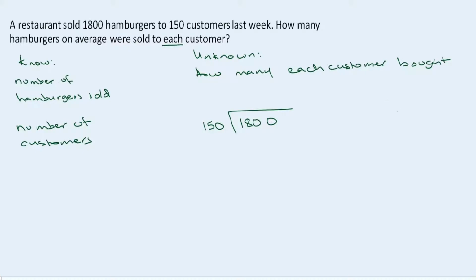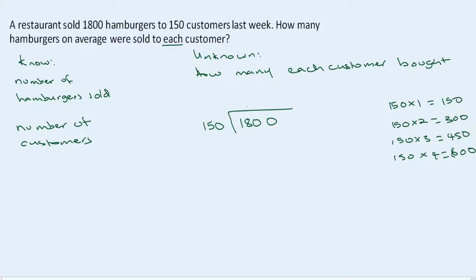So I'm going to do what I did in the previous question. 150 multiplied by 1 is 150. 150 multiplied by 2 is 300. 150 multiplied by 3 is 450. 150 multiplied by 4 is 600. Okay. So let's go ahead and divide.